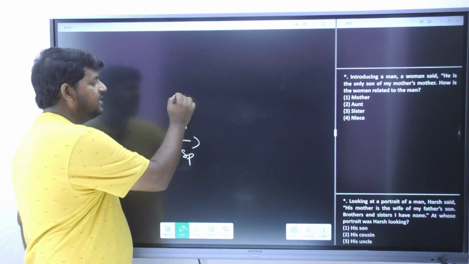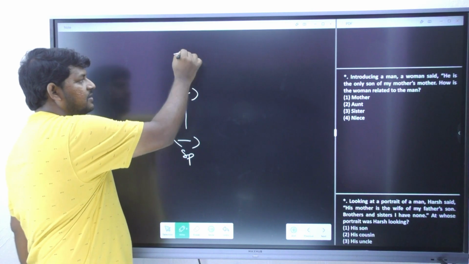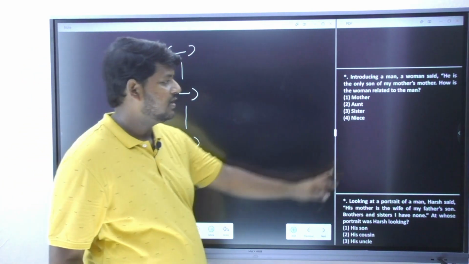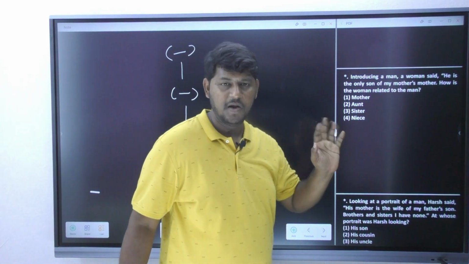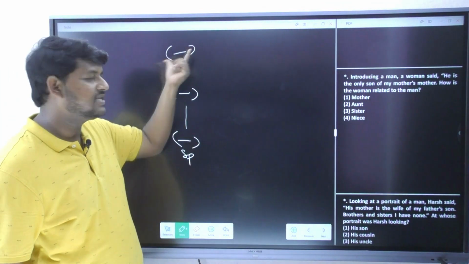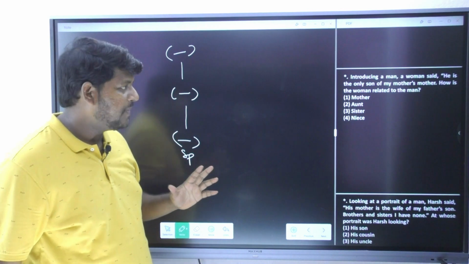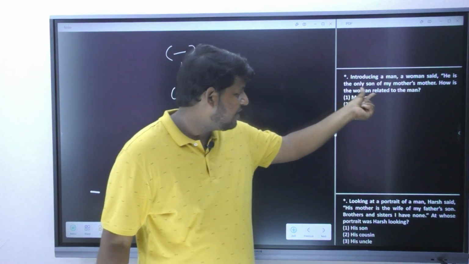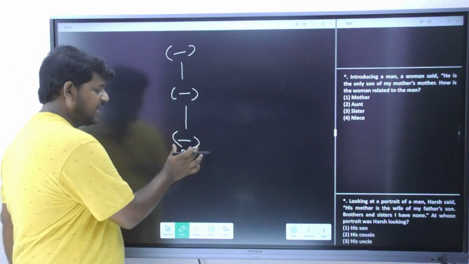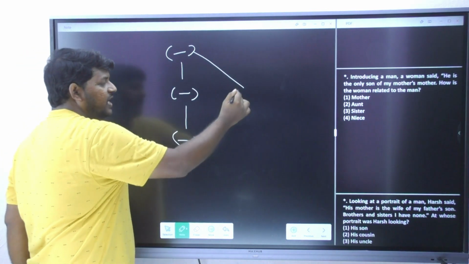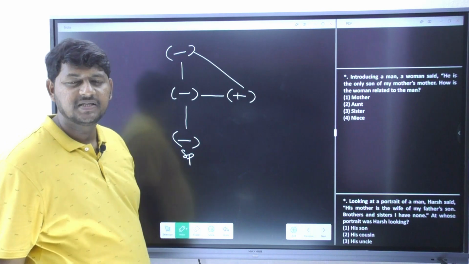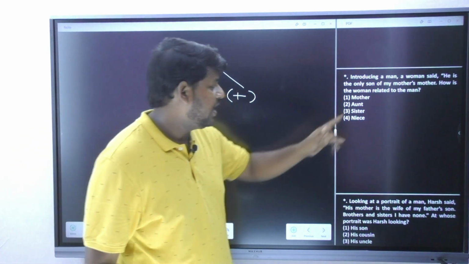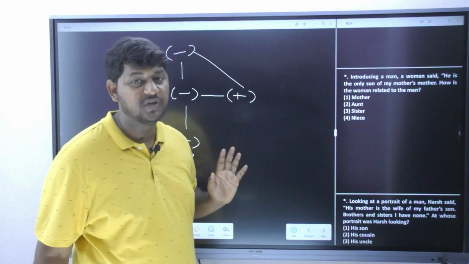Speaker's mother's mother, woman, only son of my mother's mother. My mother's mother is definitely my grandmother. My grandmother is having only one son. Then who is that person? That person is my uncle. Now how is the woman related to that man?